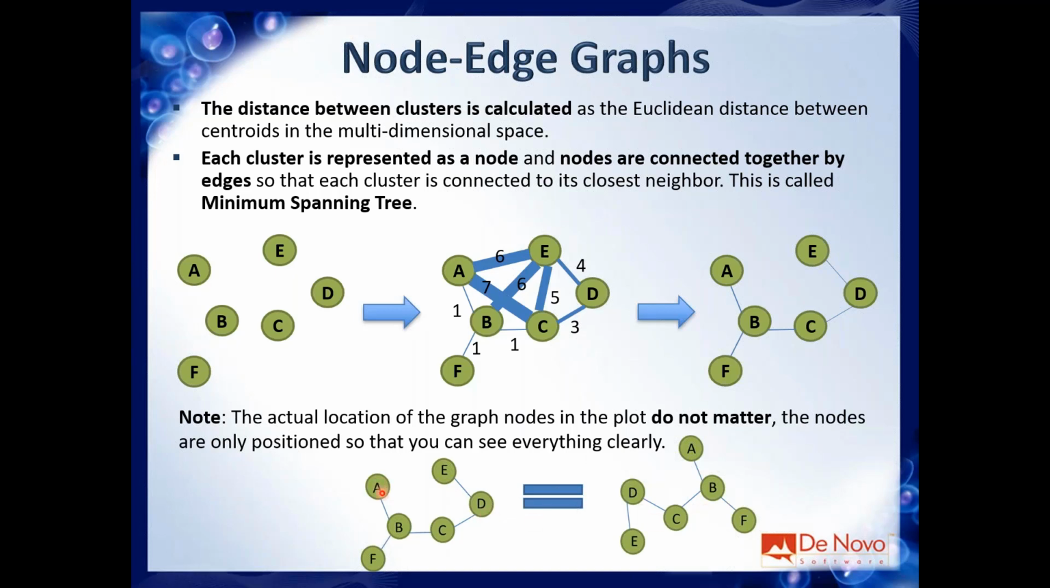In this representation, you see A, B, C, D, E, and then F linked to B, right? This representation is the same as the one on the right: A, B, C, D, E, and F connected to B. So the way in which you lay out all those nodes into the plot is just aesthetics. Only whether or not a node is connected matters.